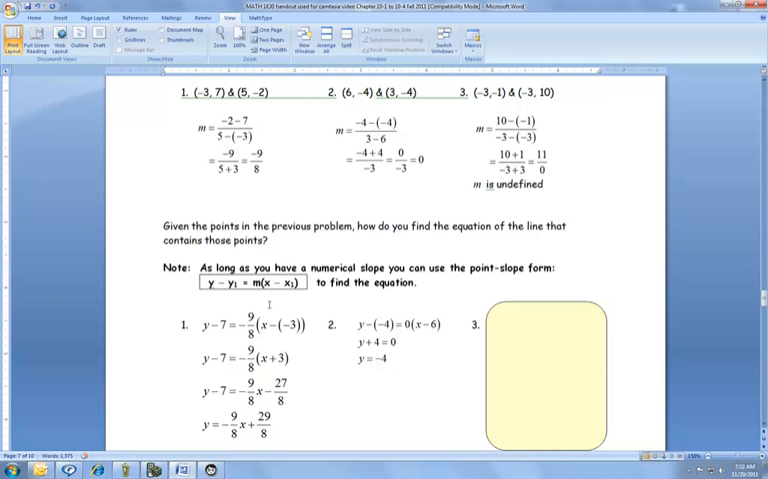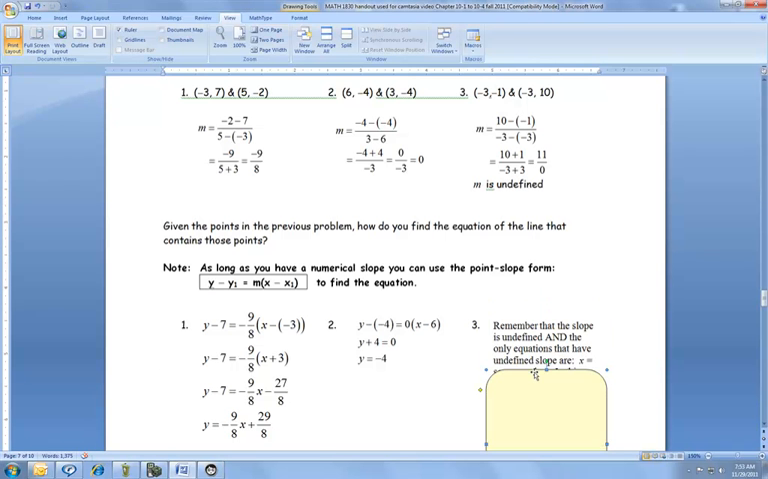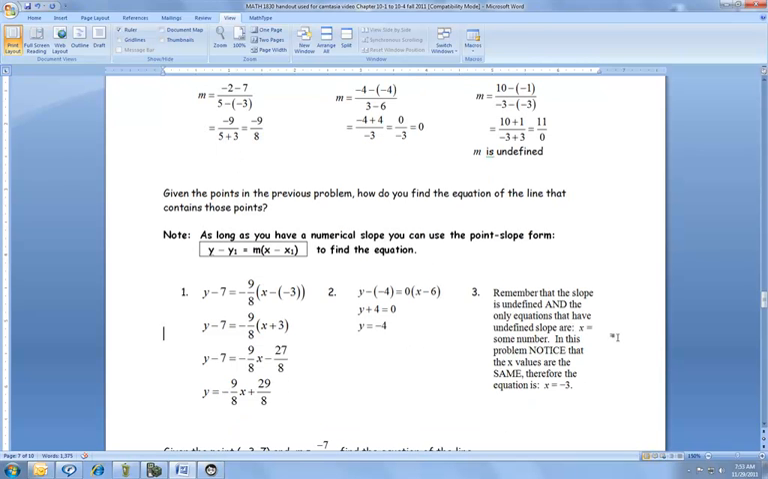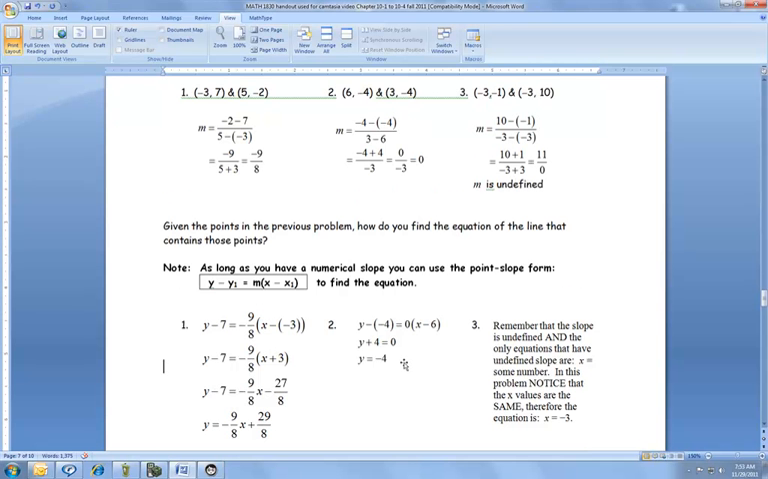The next one, there's really no form I can put it in. I've got to know, and it's sort of similar to the one that we just had here. If you notice, my x values are the same. Well, since my x values are the same, pretty much that's my equation. x equals negative 3. Remember that the slope is undefined, and the only equations that have undefined slope are x equals some number. In this problem, notice that the x values are the same, therefore the equation is x equals negative 3.